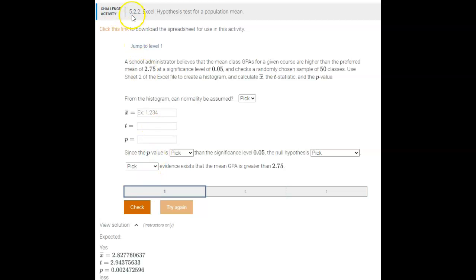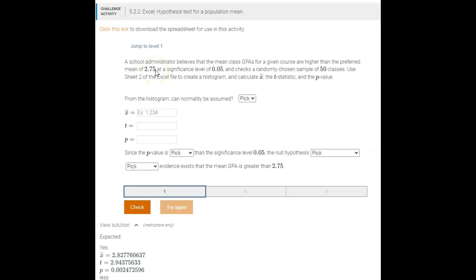I'm going to do some examples here from 5.2, doing hypothesis test for a population mean. And here's our scenario. We always need to start in a hypothesis test with identifying the null hypothesis and the alternative hypothesis. The null hypothesis is what we believe or assume the population mean to be. And in this case, we're talking about class GPAs, and the preferred or assumed mean for the population is 2.75 for the GPA. That's our null hypothesis, that the population mean is 2.75.